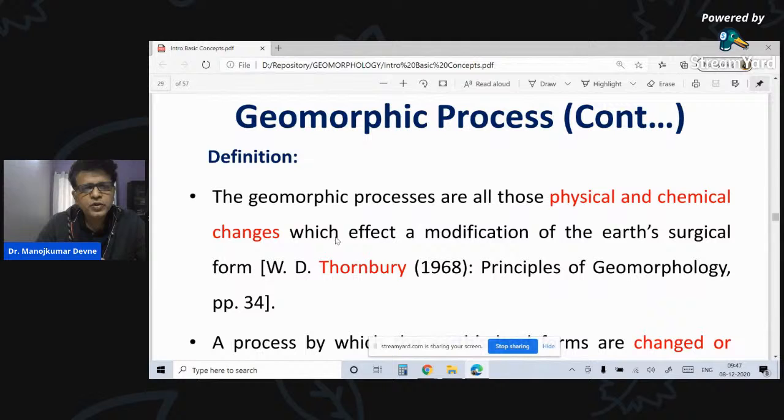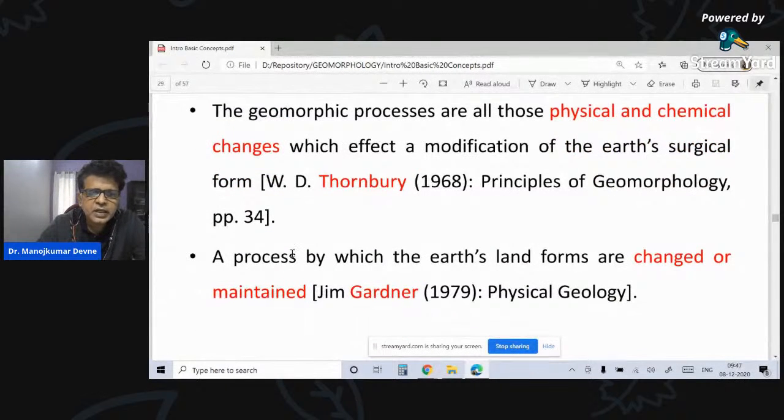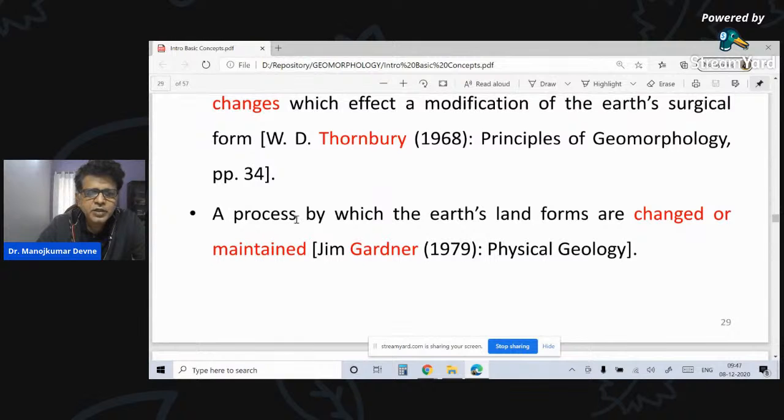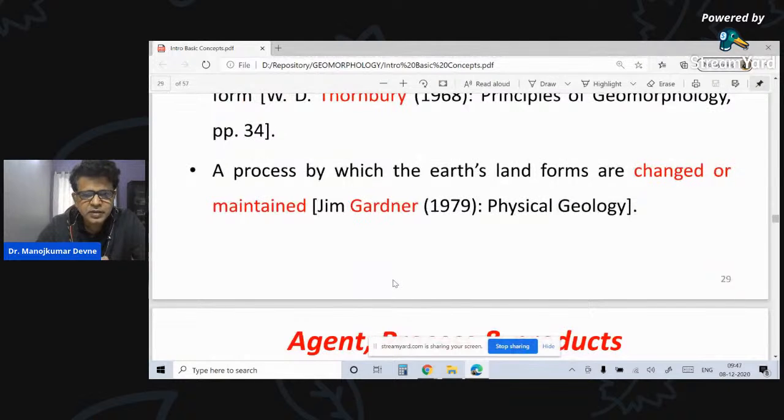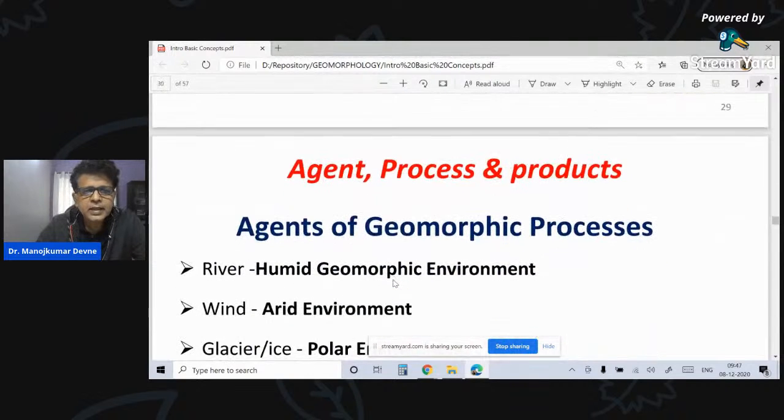Further continuing geomorphic processes, there are different definitions. Thornbury says that processes are all those physical and chemical changes which affect modification of the Earth's surface form, landform, is what he means to say. Then Gardner says that it is a process by which the Earth's landforms are changed or maintained. Okay, changed or maintained is a difference that he brings in here.